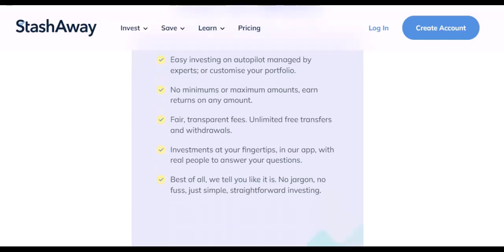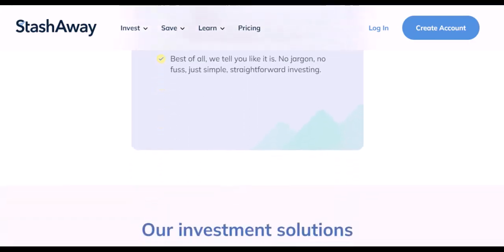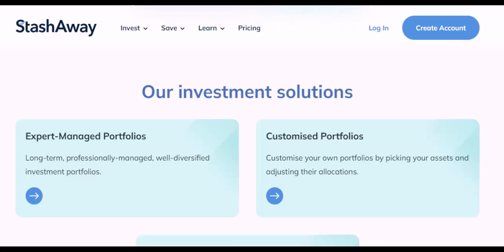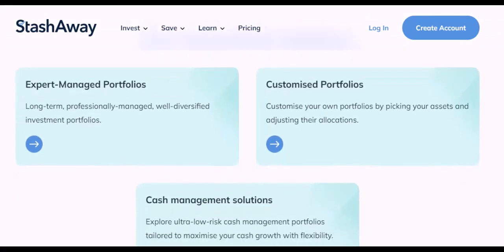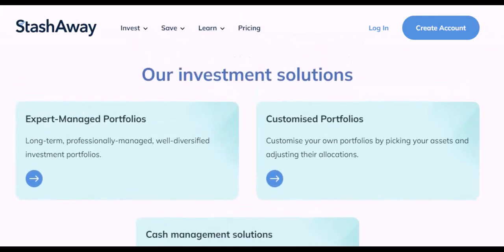Tips for success. Start early. The earlier you start investing, the more time your money has to grow. Stay invested. Avoid making impulsive decisions based on short-term market fluctuations. Stick to your investment plan and stay invested for the long term. Diversify your portfolio. Diversification helps to reduce risk by spreading your investments across different asset classes.